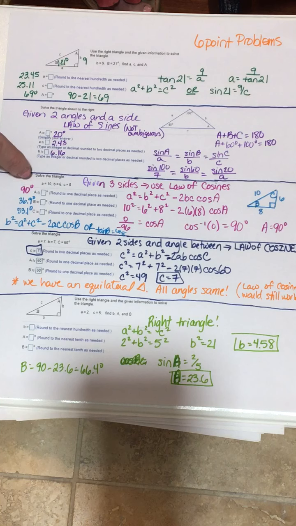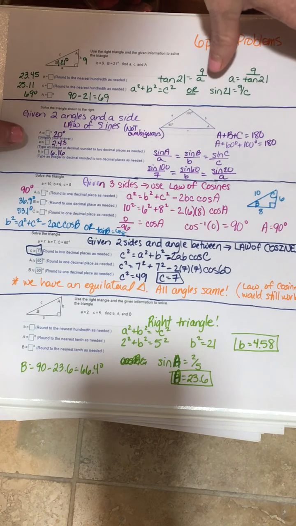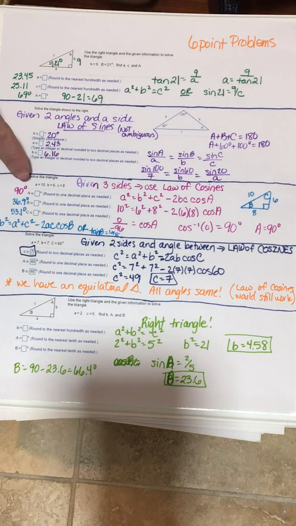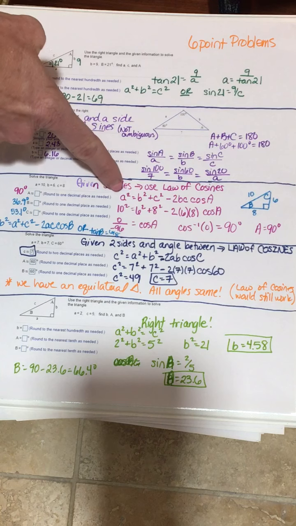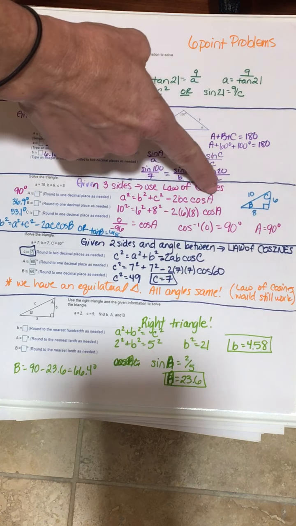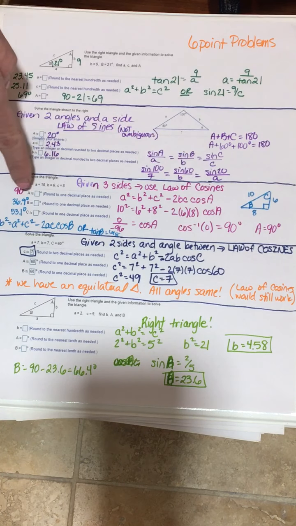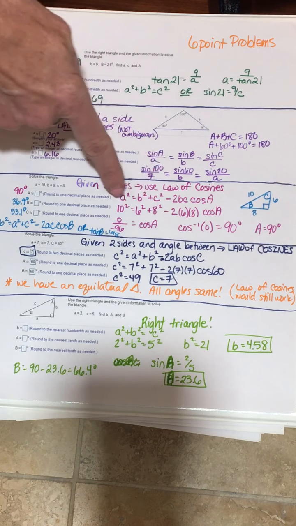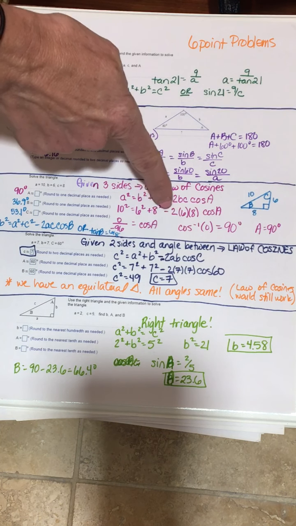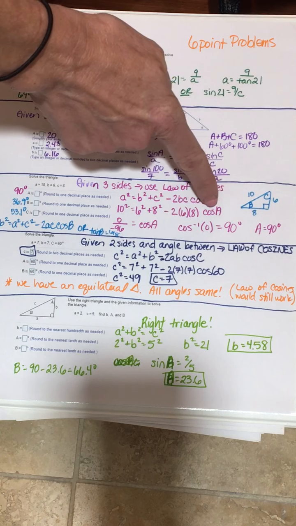Okay, the next one, this is a solve the triangle. Here I'm given three sides. If you're given three sides, it's going to be a law of cosines problem. So the first angle they want is A. So I'm going to use A squared equals B squared plus C squared minus 2BC cosine of A to solve for A first. I plug in all my values for my sides, so I get 10 squared equals 6 squared plus 8 squared minus 2 times 6 times 8 cosine of A.